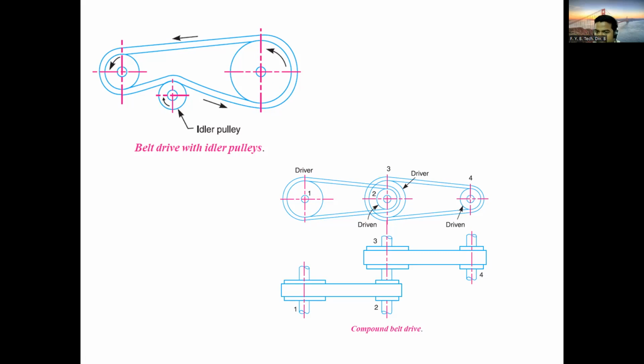What is compound belt drive arrangement and how the transmission is taking place over here. Mostly in the conveyor systems, we need to prefer this compound belt drive arrangement. We need to transmit the power for the longer distance.